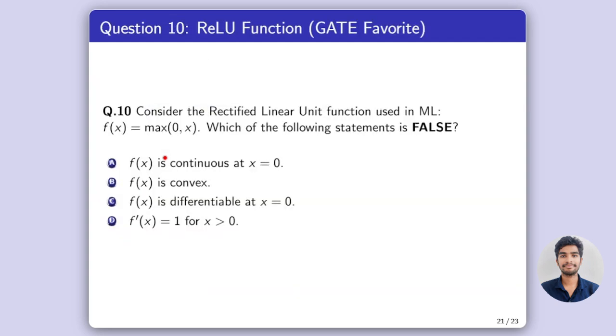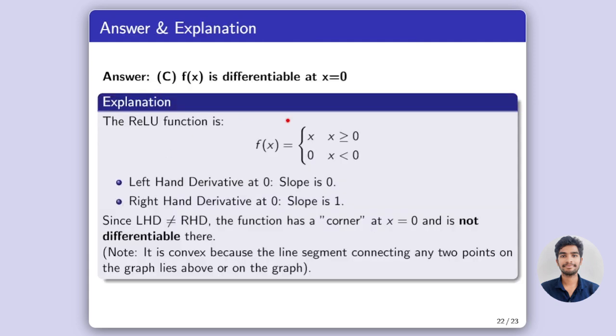Okay now, the next question is: consider the rectified linear unit function used in ML. Which one of the following is false? It is a very easy question. We know the rectified linear unit is continuous at x. It means it is a true condition, but it is asking for the false condition. The false condition means definitely the answer is this one. So for question number 10, the answer is C. So yeah, that's it.